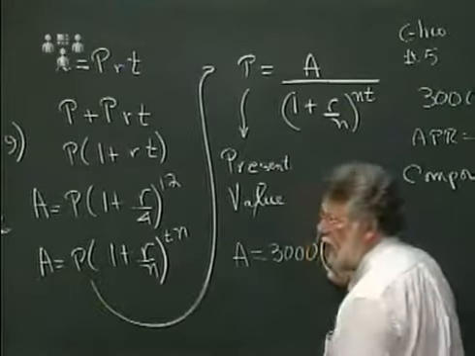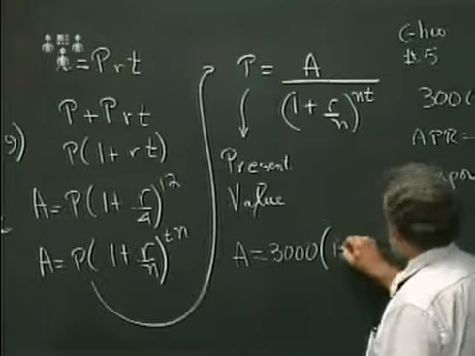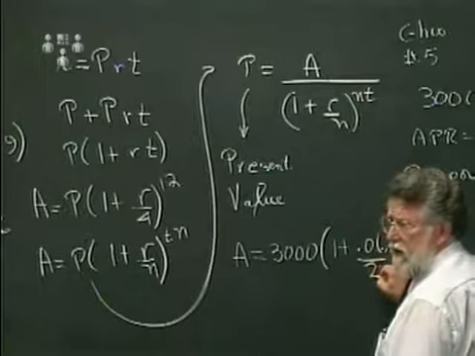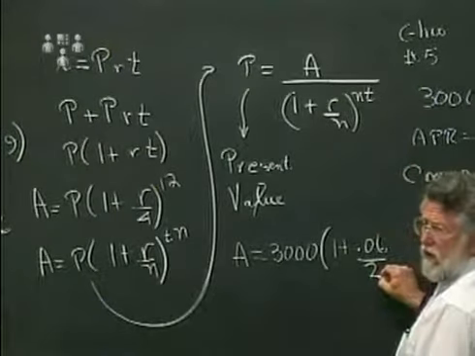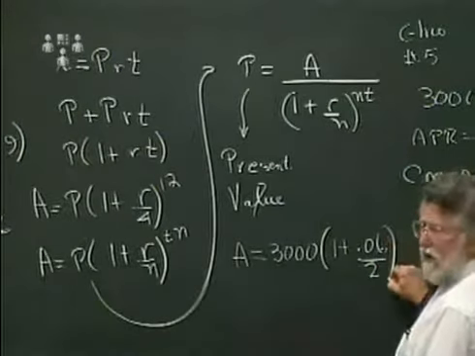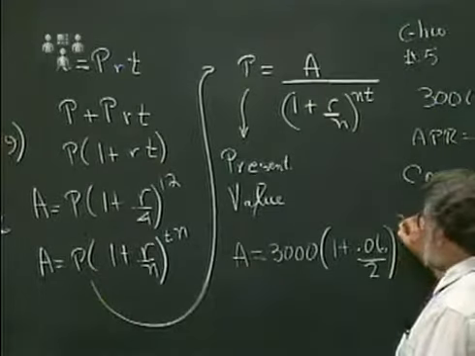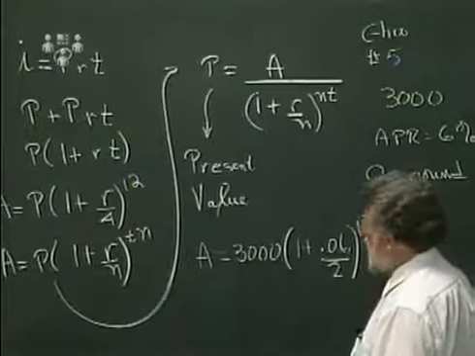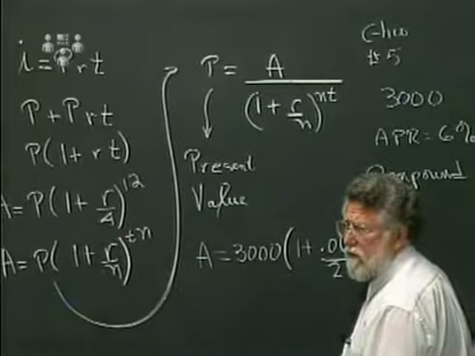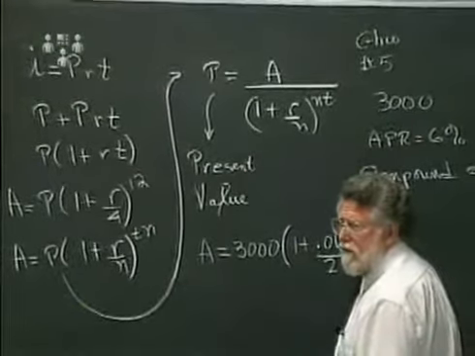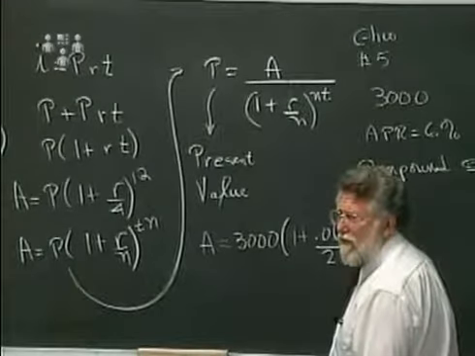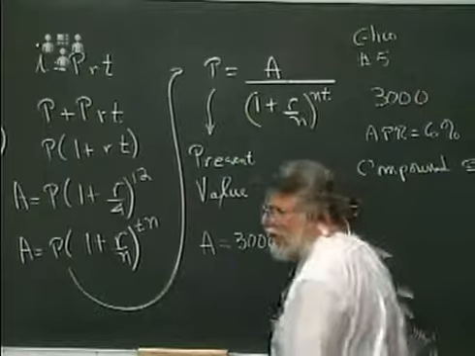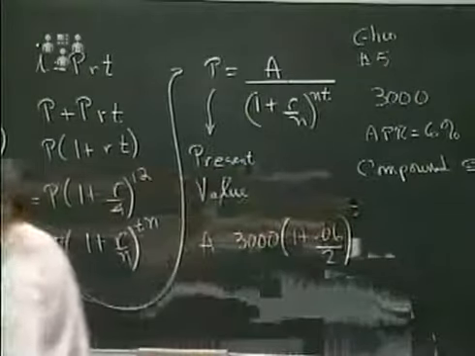I'm going to multiply that times the 1 plus, and you had 6%. I'm going to put that over 2, because that's how many times you did it during the year. And 1 year times 2 is just 2. So you're going to take 1.03 and square it and multiply by 3,000. Well, let's see what we get.